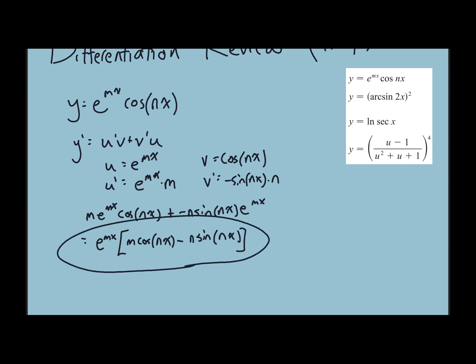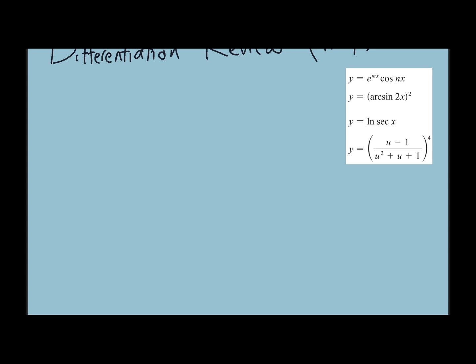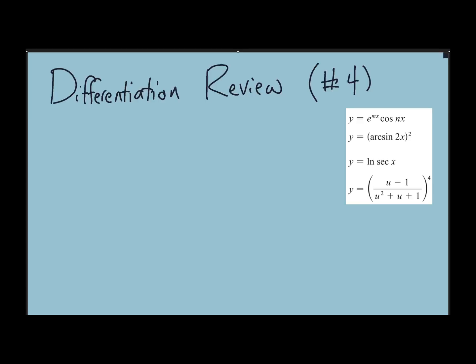So that was an easy derivative. That was actually a very easy derivative. It's pretty much just product and chain rule there. It didn't have a lot of craziness. Now the next one has an arcsine in it. Do you remember how to find the derivative of arcsine?